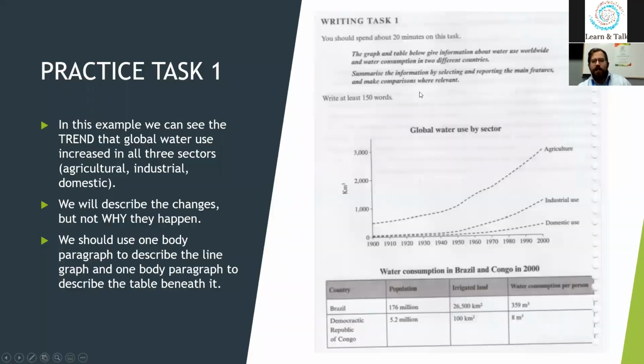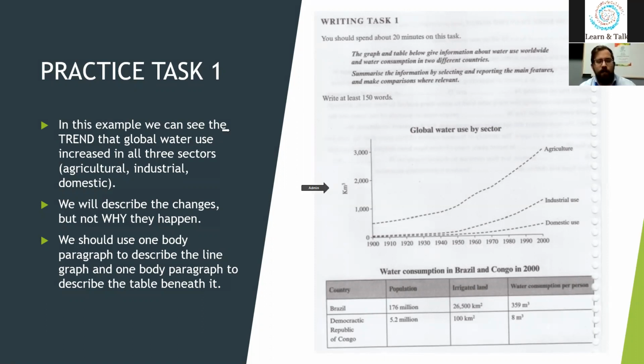Now, let's take a look at an example. So for practice task 1, we have this graph and table below give information about water use worldwide and water consumption in 2 different countries. Summarize the information by selecting and reporting the main features and make comparisons where relevant. Of course, write at least 150 words. So let's take a look at this graph here.